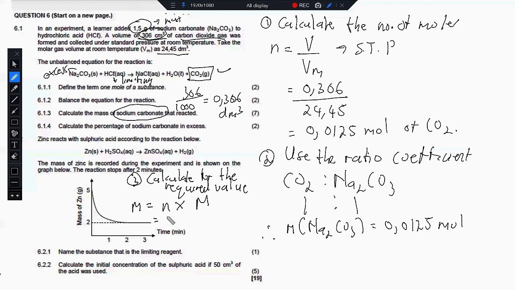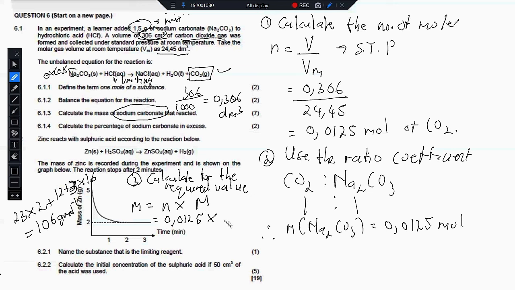So the number of moles is 0.0125, but because we are looking for the mass of sodium carbonate, we have to use the molar mass of sodium carbonate. So we will have to consult our periodic table. The Na is 23, but then we have 2 of those, and then the carbon is 12, and then we have 3 multiplied by 16, right? Okay, so punching all that into your calculator, you have 106 grams per mole, right?